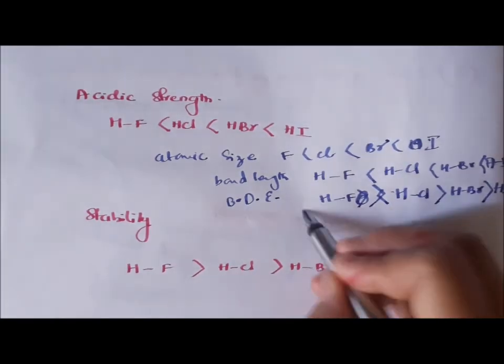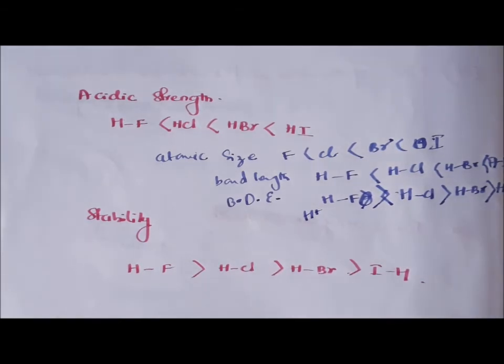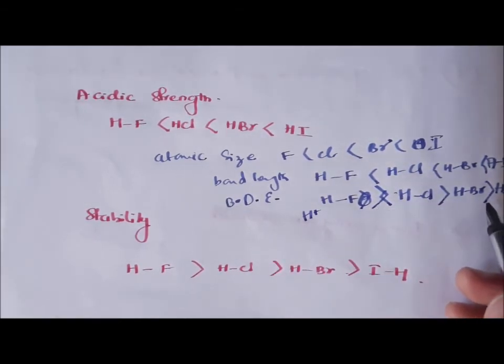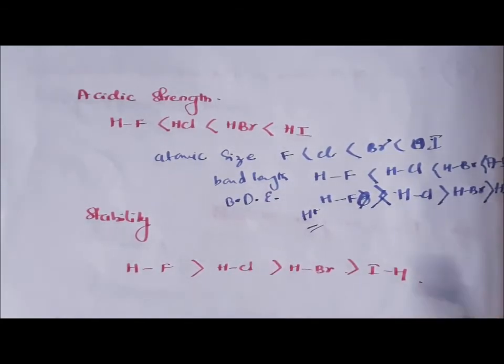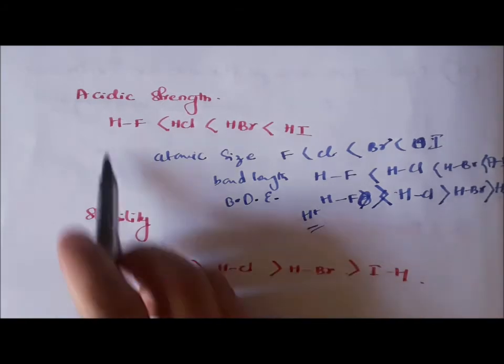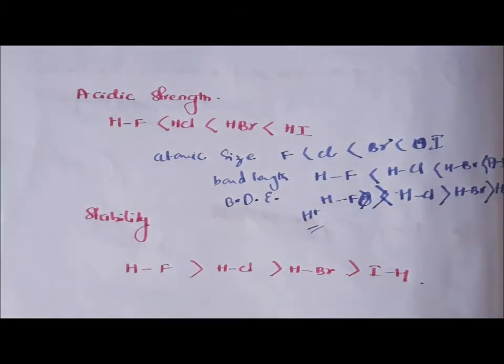So it means that moving down the group from HF to HI, the ease with which H+ ion is released increases, because of low bond dissociation enthalpy and increase in the bond length. So the ease with which HI releases H+ ion is more compared to the rest. Because of that, the acidic strength of HI is the maximum and that of HF is the least, as it has the highest bond dissociation enthalpy.